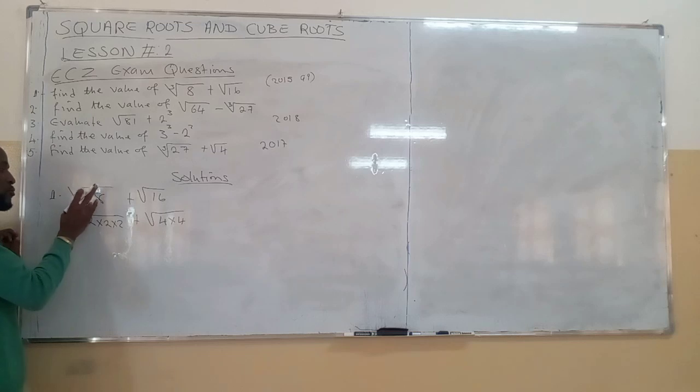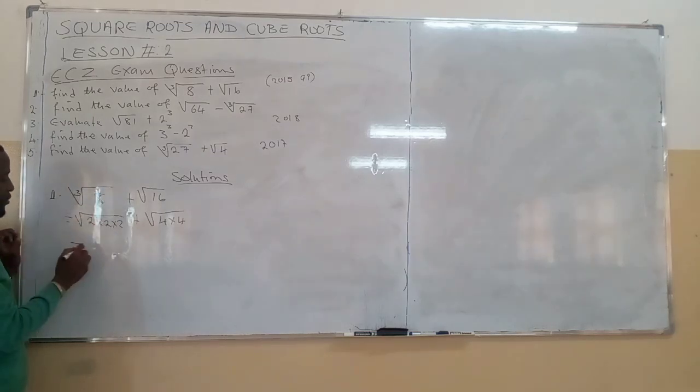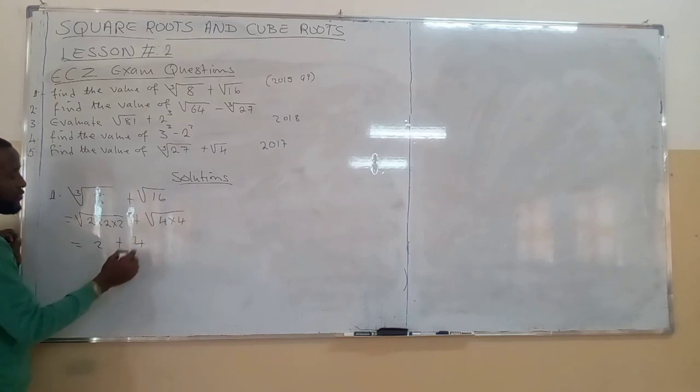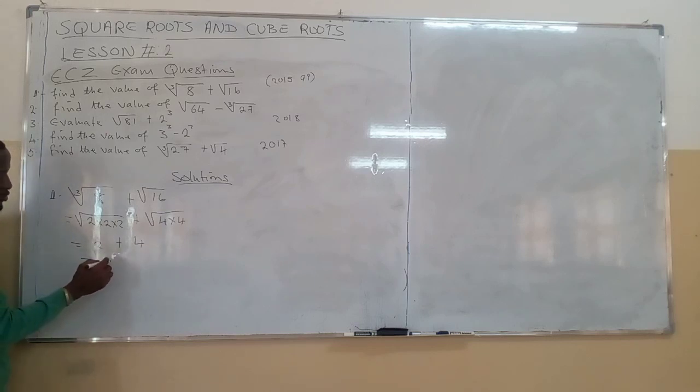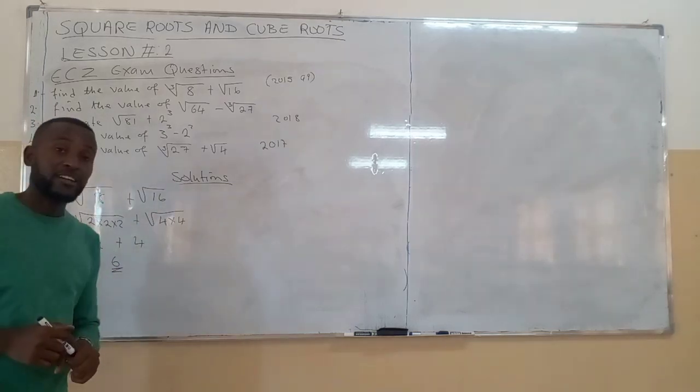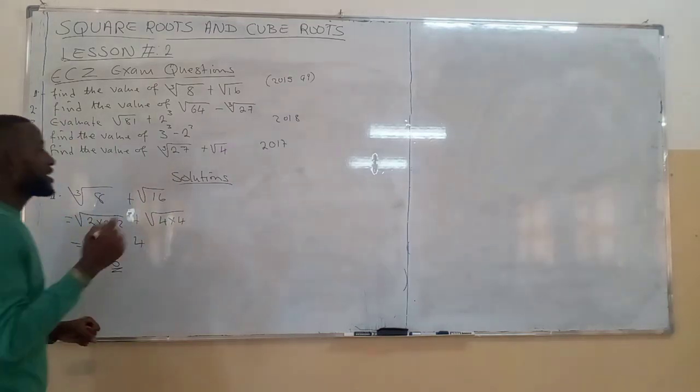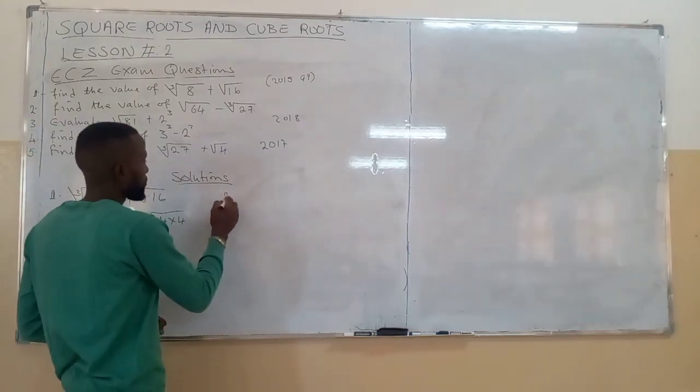Then the cube root of 8 is simply 2, plus the square root of 16, which is simply 4. Then I simplify this part, which will be 2 plus 4, it will be 6, of course. So my final answer will be 6, and you get your free 2 marks. Okay, that's how you answer this question. Now let us come to question number 2.